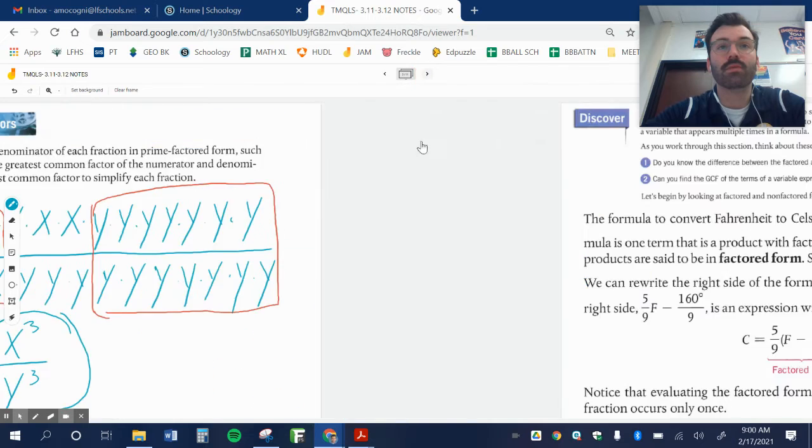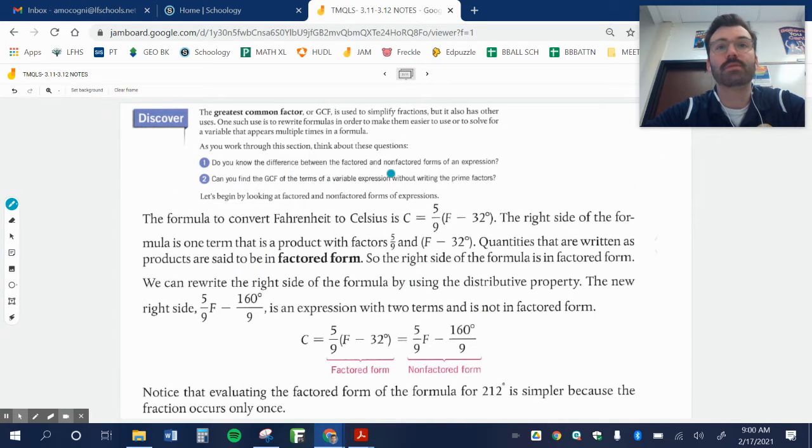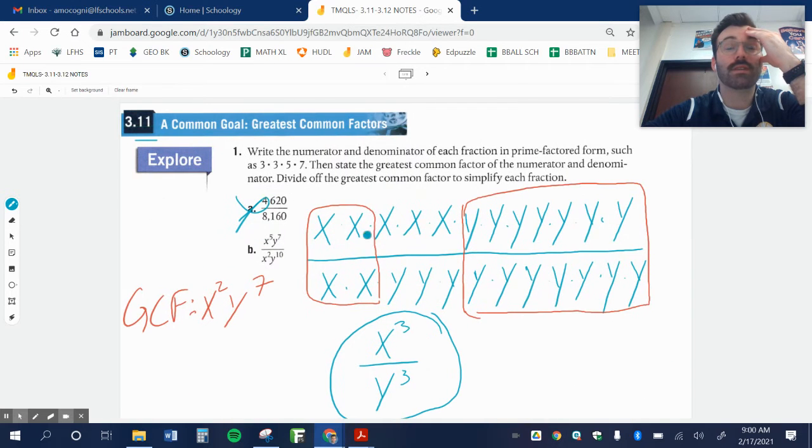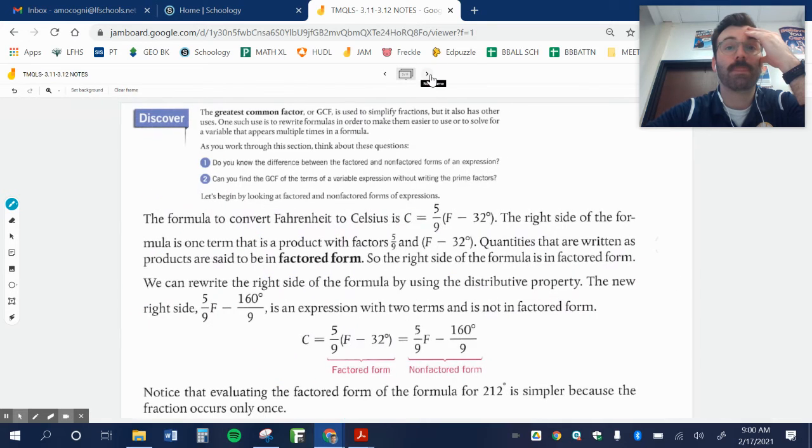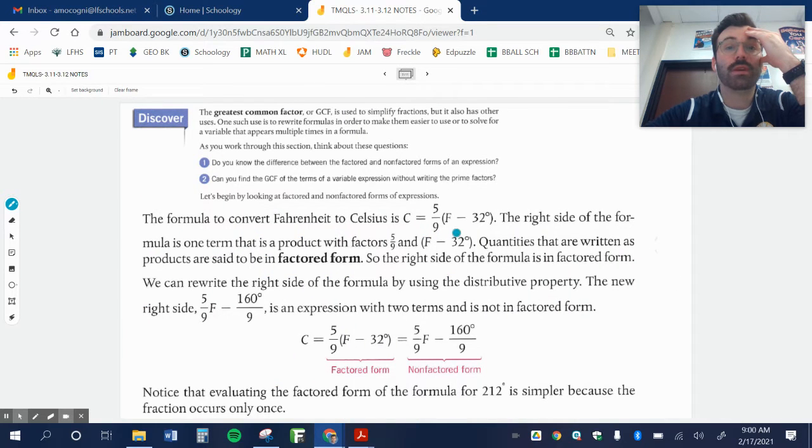Okay, so like I said before, do you know the difference between factored and non-factored forms of an expression? Can you find the GCF of the terms of a variable expression without writing the prime factors? What they mean by that second one is, without going through this process, can we get this? In our last section, we talked about solving for variables and things like that.